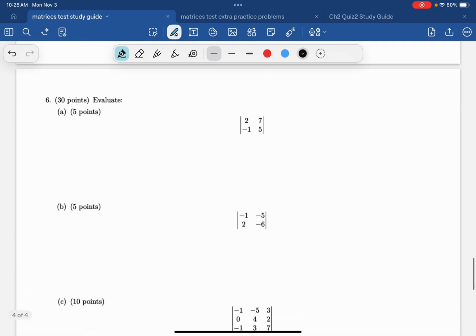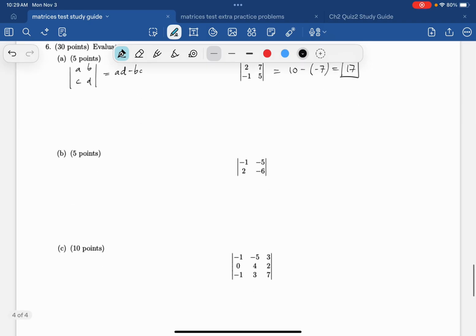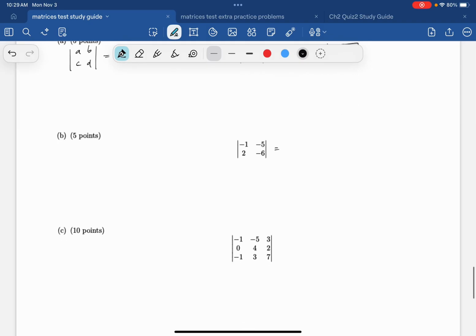Great. So the first one is a 2 by 2 determinant. So the formula is just AD minus BC, right? The determinant of ABCD, the 2 by 2 matrix, is just AD minus BC. Easy to remember. So that means this is 10 minus negative 7, which is 17. The second one is negative 1 times negative 6 is positive 6. 6 minus negative 10 is 16.